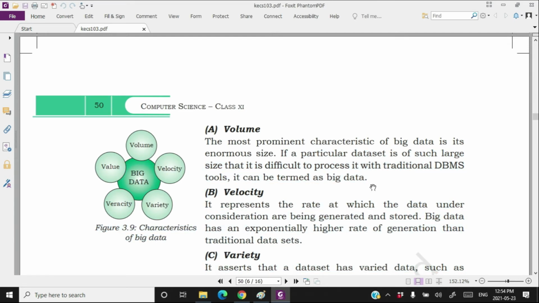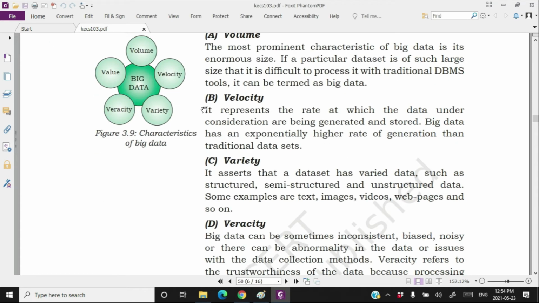So with the traditional database management system, it's difficult to process such an enormous amount of data. Then you have velocity. Velocity of big data represents the rate at which the data under consideration are being generated and stored. So you can see here at what rate the big data is being uploaded on various websites and at what rate it is being downloaded on various websites. So velocity of big data is an exponentially higher rate of generation than traditional data sets.